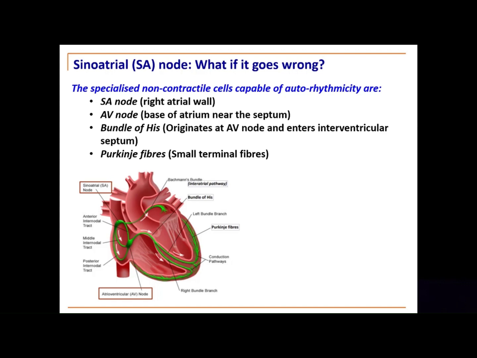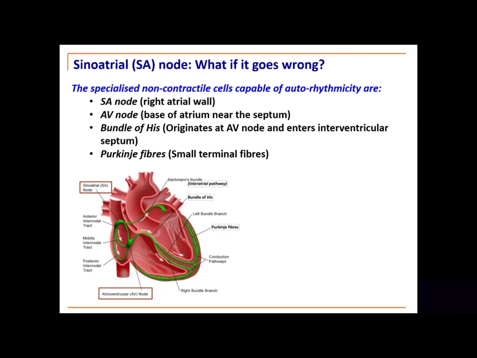So what happens if it goes wrong? Well, remember, we've got our SA nodes. These are the specialized non-contractile cells with autorhythmicity, and these are the ones that we call the pacemaker, because these are the ones that take control in health. But we do have them in lots of other little places. We have them at various spots throughout the atria. We have them at the AV node. We have them in the bundle of His and the Purkinje fibers.